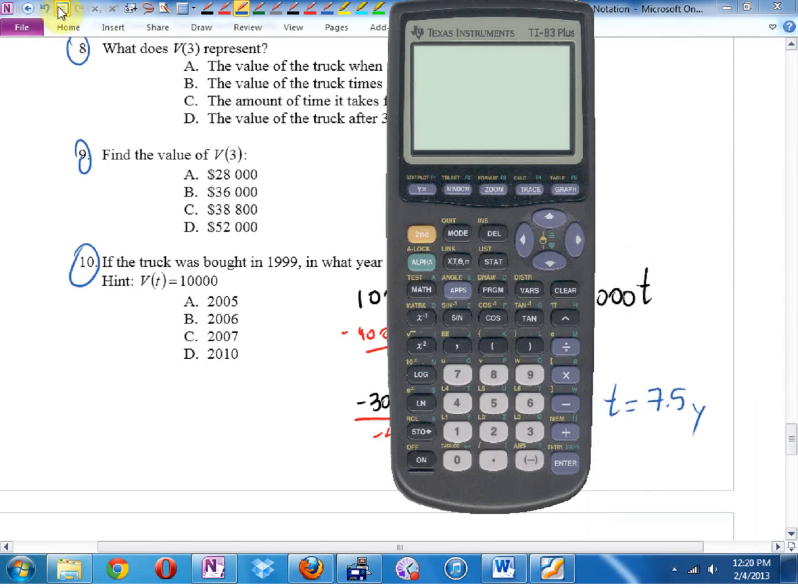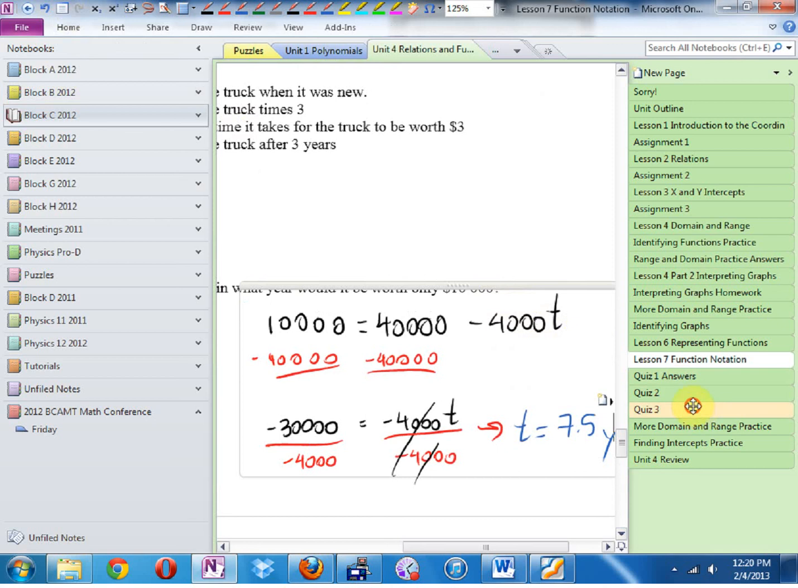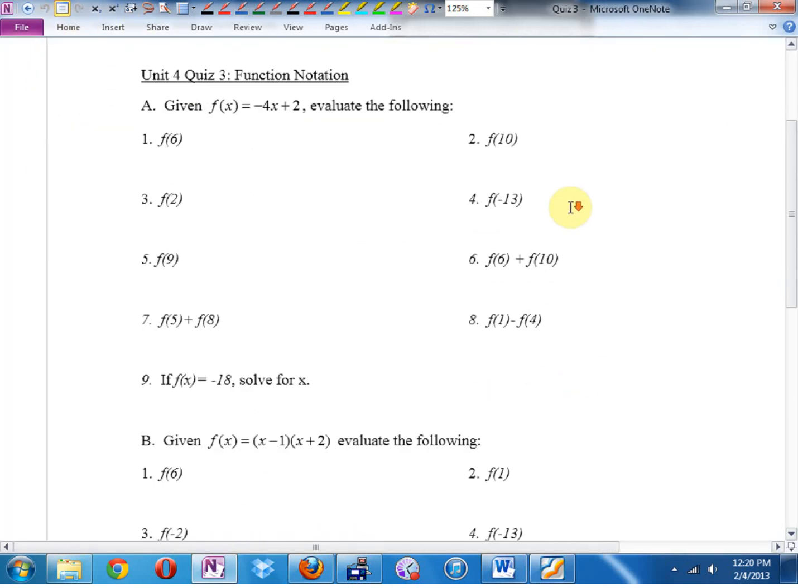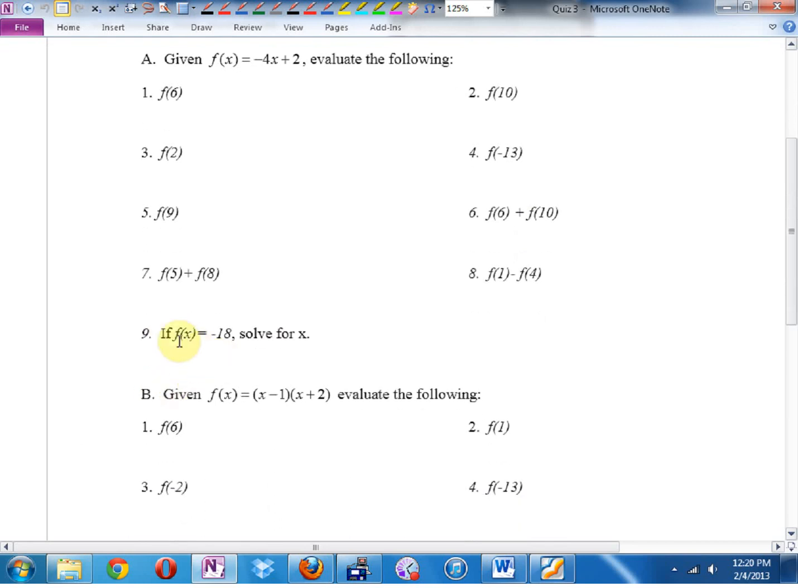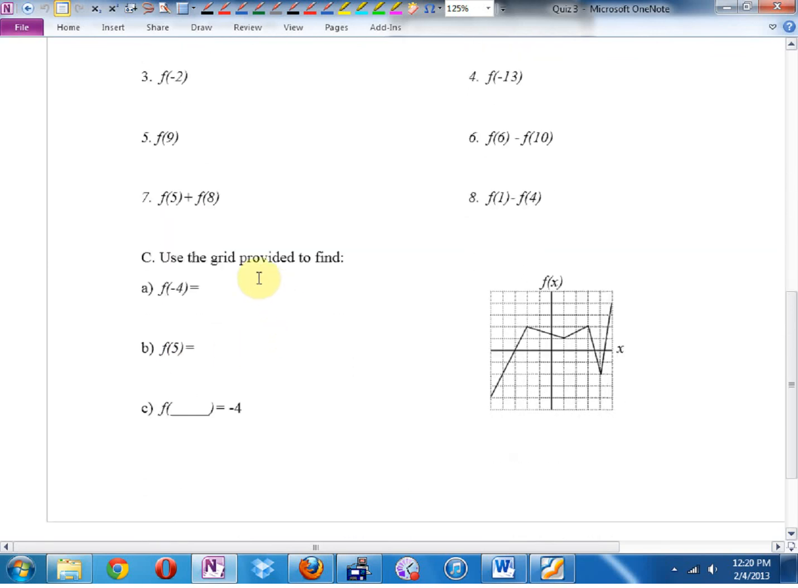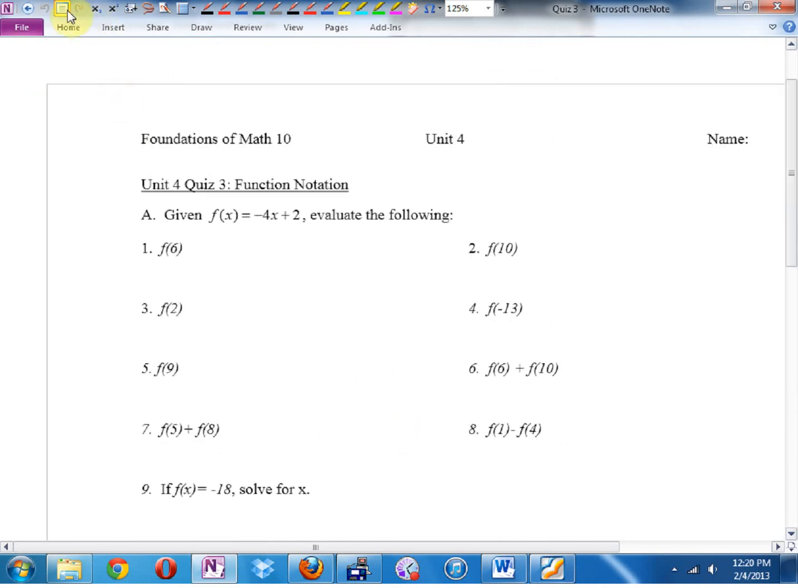If you look at the very first thing that I gave you, which was the take-home quiz, quiz number 3, this is on function notation. It does have some where you're going backwards, like in number 9 right there, and some where you're using the grid to find either the x-coordinate or the y-coordinate. That'll be due next class.